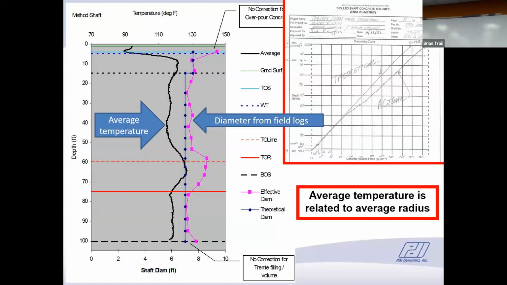And statistically, you can take the average temperature as related to the average radius. So from that particular ratio you can get any individual temperature, and find out any particular radius on any quadrant at any depth in the shaft.